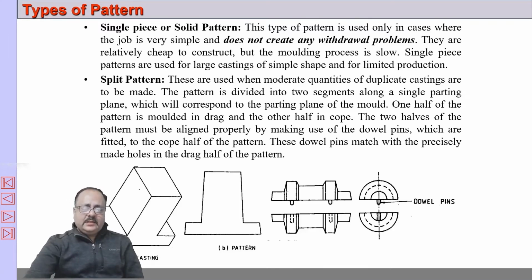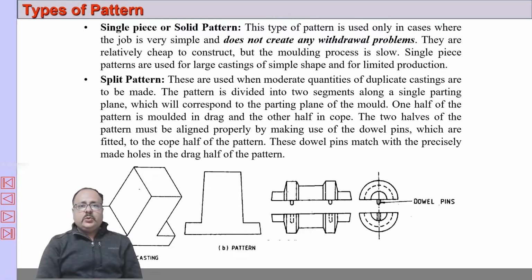Certain shapes like this we can easily take out, and therefore we use a single piece pattern, and it does not create any withdrawal problems. Whereas for a shape like this, the dumbbell shape, if you want to take it out, this shape will be destroyed. The mold will not be of this shape. If you take it out from this side as a single piece, it will produce a somewhat cylindrical shape, not the dumbbell shape.